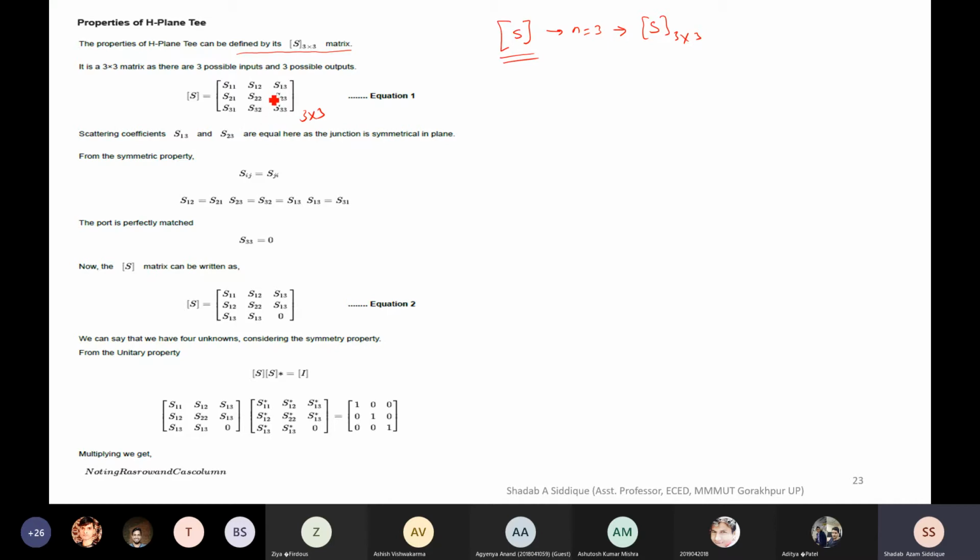Out of the 9 elements, using the symmetry property, the total number of unique elements is 6. Now we will try to reduce this further using the E plane T and H plane T. In the H plane T, the scattering coefficients S13 and S23 are equal, as the junction is symmetrical in plane. So S13 and S23 are both equal and both will be in the same phase. They will not be out of phase, that is, not 180 degrees out of phase.